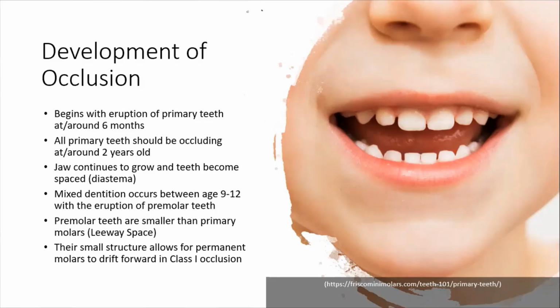A mixed dentition occurs between the ages of 9 and 12 when you start getting the eruption of the premolar teeth. And when the premolar teeth erupt, they're much smaller than the primary molars, and this is the leeway space. So their small structure allows for the permanent molars to drift forward into class 1 occlusion, which we're going to go into.